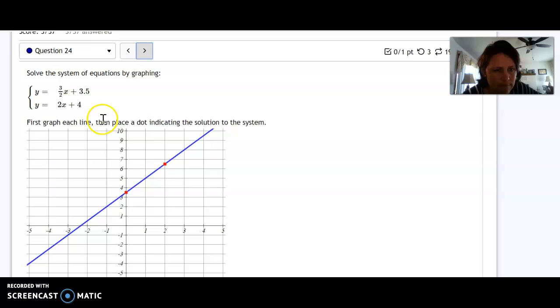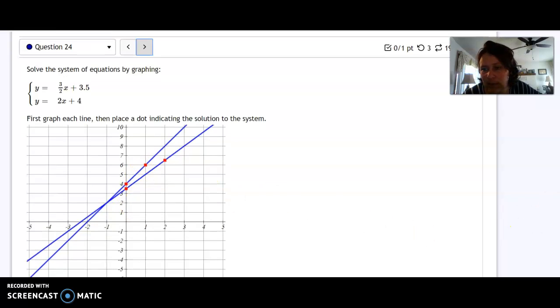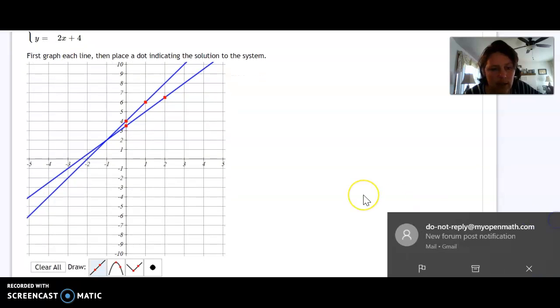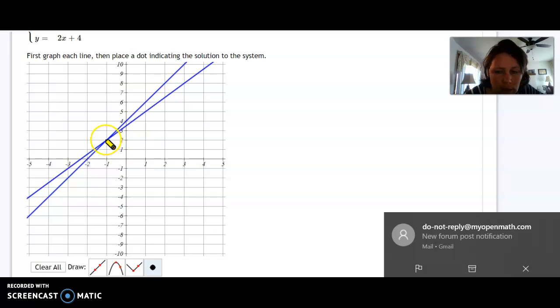Okay, then we have 4 as our next starting point for our second graph. So we're going to start at 4. And our slope is 2. We can make that 2 over 1. So that's going to be a rise of 2 and a run of 1. Okay, and then this one wants me again to put that dot at the mark right here.